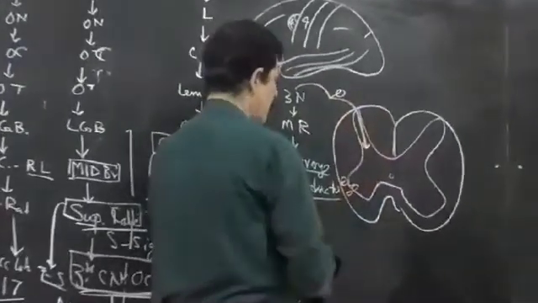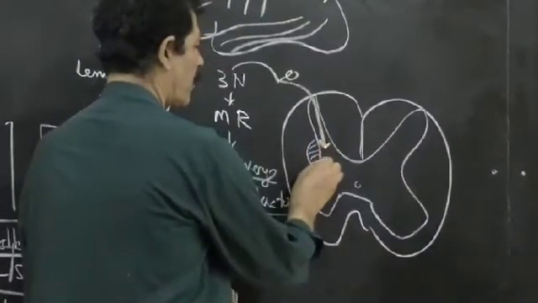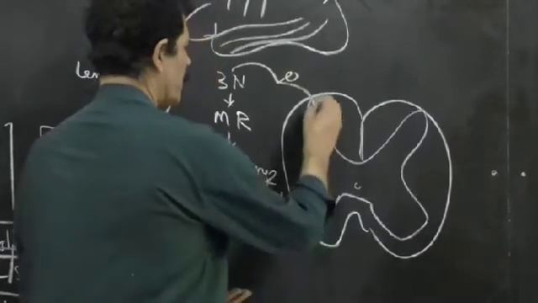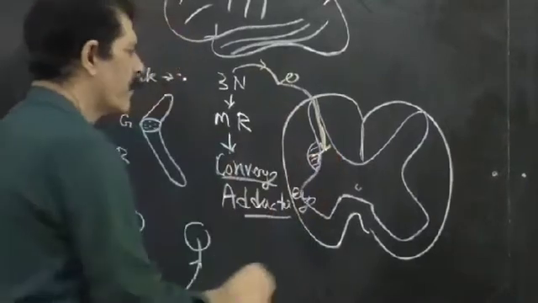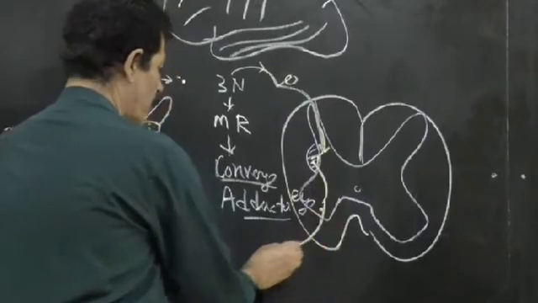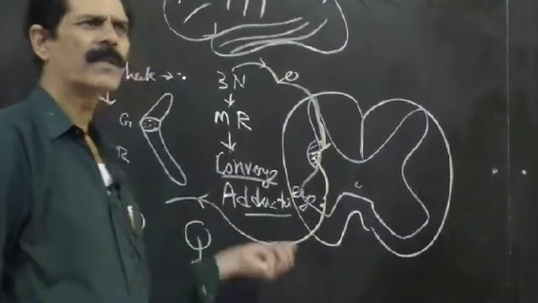And from here, in the upper part, in the thoracolumbar region, there is a lateral horn of the gray matter. So this painful stimulus from the skin reaches here. From here they relay and they go to the ventral horn cell. From the ventral horn the motor nerve comes. The motor nerve will supply the muscles.